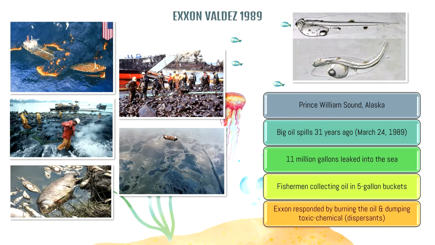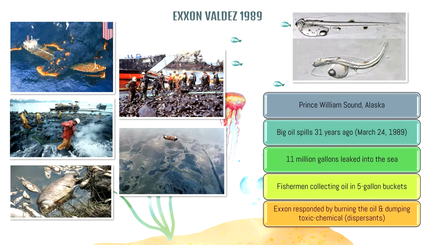31 years ago, on 24th March 1989, communities in Prince William Sound, Alaska awoke to horrific news. The Exxon Valdez oil tanker had leaked 11 million gallons of oil into the sea. Fishermen desperately began collecting oil in 5-gallon buckets. Exxon, meanwhile, responded by burning floating oil and dumping a toxic oil-based chemical called dispersants.